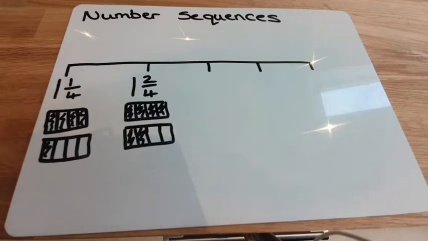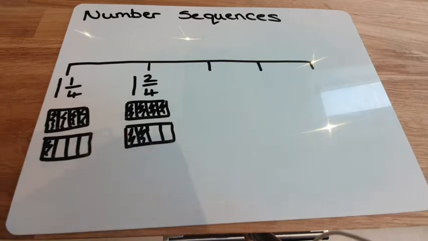Here is our first number sequence involving fractions. So we've got 1 1/4 and 1 2/4. So that we can finish this sequence, we need to work out what the rule is. How do we get from the first term, this one, to the second term? So what is the rule?